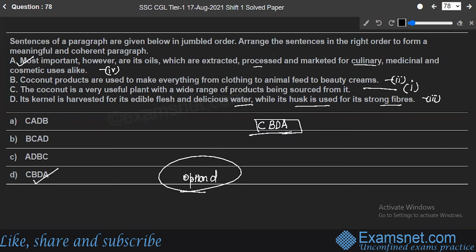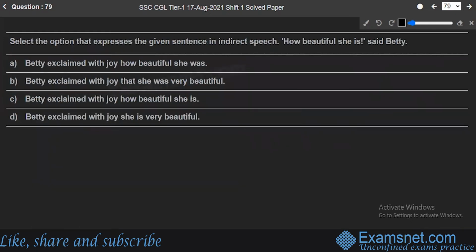Hope you are clear. Then let's move to the next question. You have to select the option that expresses the given sentence in indirect speech. "How beautiful she is," said Betty. The given options are: Betty exclaimed with joy how beautiful she was. Betty exclaimed with joy that she was very beautiful. Betty explained with joy that how beautiful she is. And Betty exclaimed with joy she's very beautiful.